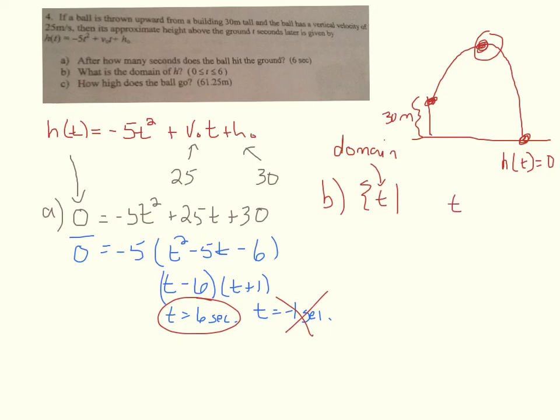T can be anything bigger than what? Can t be negative? Can we have negative time? No, t has to be bigger than 0. But then t has to be smaller than what? When did it hit the ground?